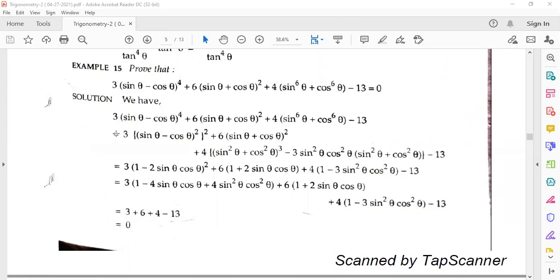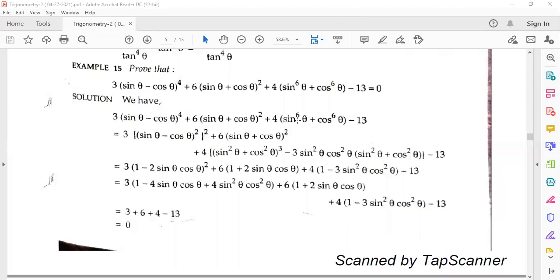Okay, I'll repeat it again. Look at here. Here sin theta minus cos theta whole to the power 4 can be written as sin theta minus cos theta whole square, whole thing whole square. Now this 6 into sin theta cos theta whole square remains unchanged. Then 4 into sin square theta plus cos square theta. This sin to the power 6 theta can be written as sin square theta whole cube plus cos square theta whole cube. That will be a cube plus b cube.